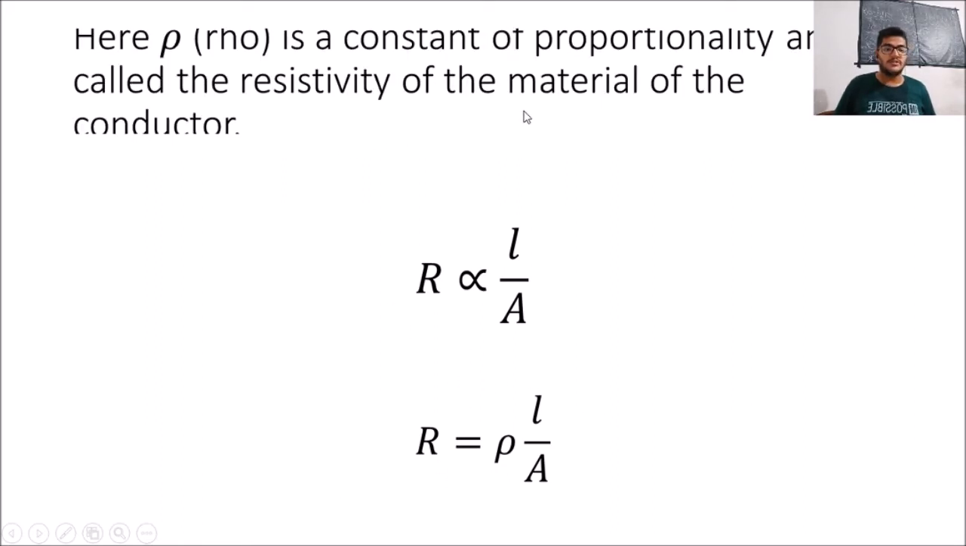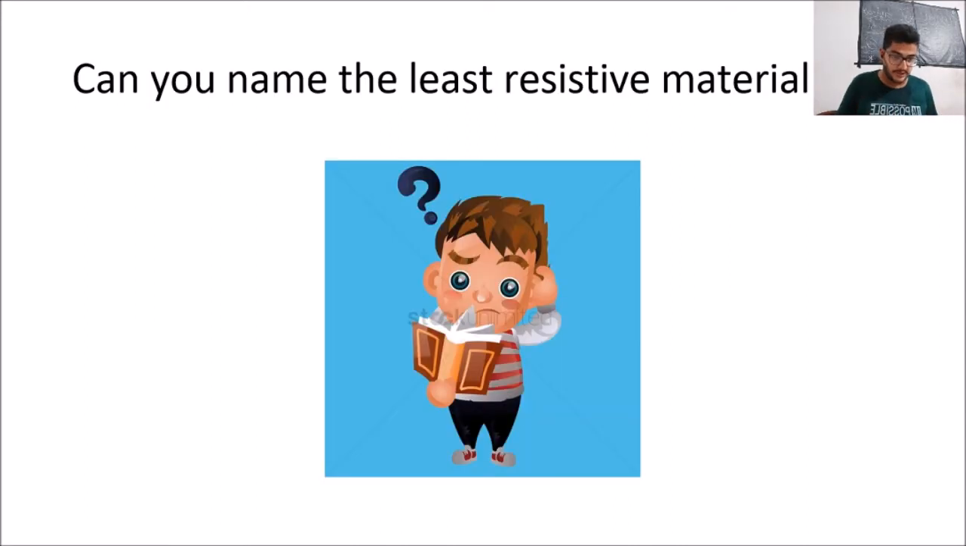What is rho? Rho is the constant of proportionality, and it is called the resistivity of the material. The greater the resistivity, the greater the resistance. Okay, it is rho, the resistivity of the material. Any material has a specific resistivity. So, can you name the least resistive material, the one having the least resistivity?